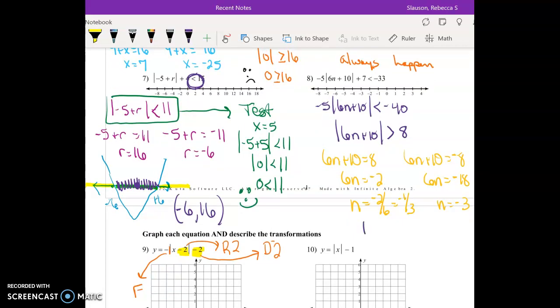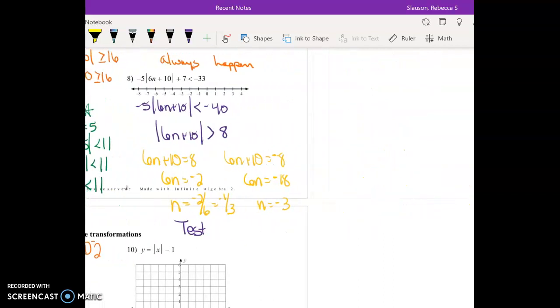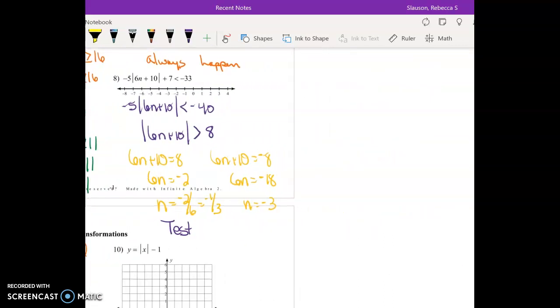So here goes the test. I'm going to scoot this over a little bit. I'm going to use the space over here. Here goes my number line. There's my V. Negative 3 is the smaller amount, so I want to put it over here. And then over here is my negative 1/3. I'll use the simplified version. And now I'm going to test. So again, I like to use the most modified version. So let's go over here.